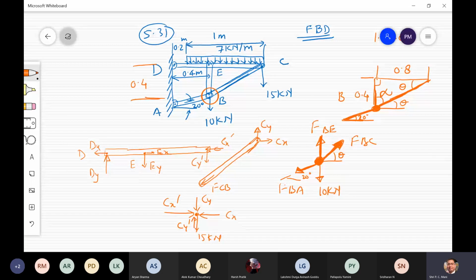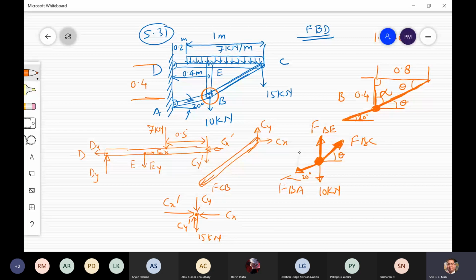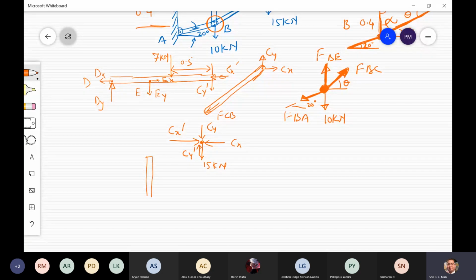And whatever is the weight, that is a 1 meter length load of 7 kilonewton per meter. So 7 kilonewton will be there, and it will act at a distance of 0.5 from here. So that will be 7 kilonewton. Similarly you will get the middle member, and similarly you can get this one.